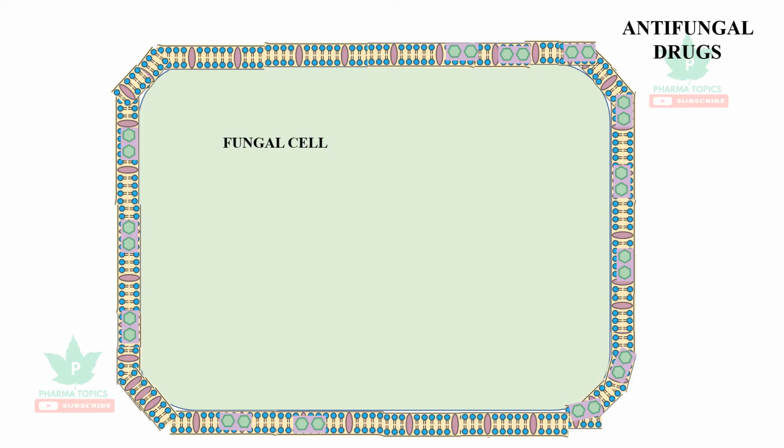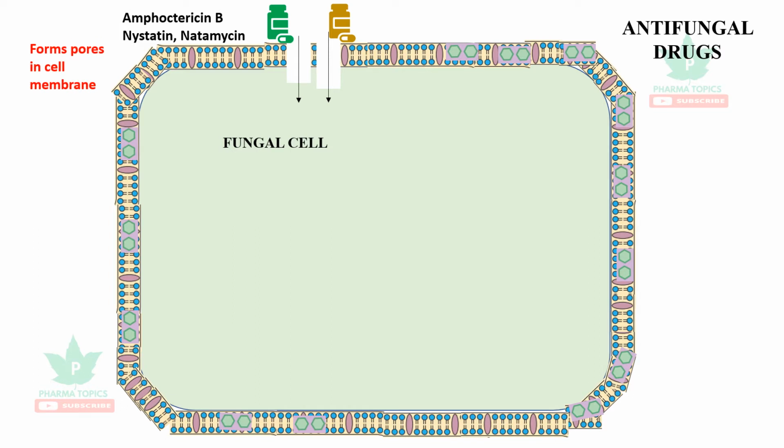The fungal cell has a cell membrane and a cell wall, and the first class of drugs are amphotericin B, nystatin, and natamycin. They cause pores in the cell membrane, which causes leakage, leading to fungal cell death. In the fungal cell, instead of cholesterol, ergosterol is present. Acetyl CoA is converted to squalene by squalene epoxidase, squalene is converted to lanosterol, and lanosterol is converted to ergosterol, which gets incorporated in the fungal cell membrane.